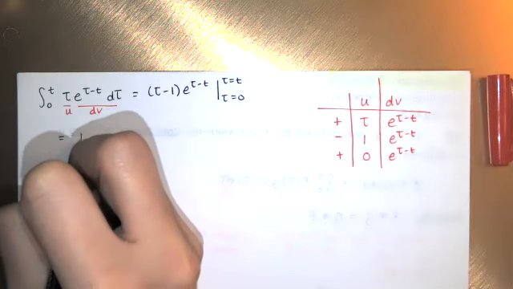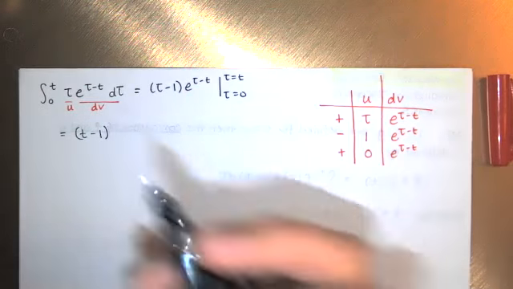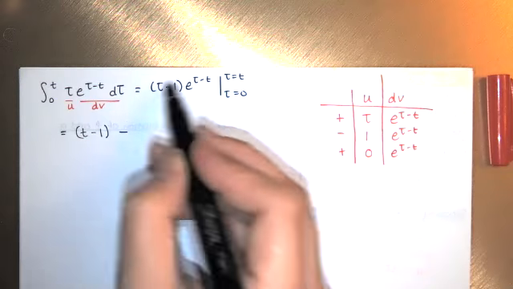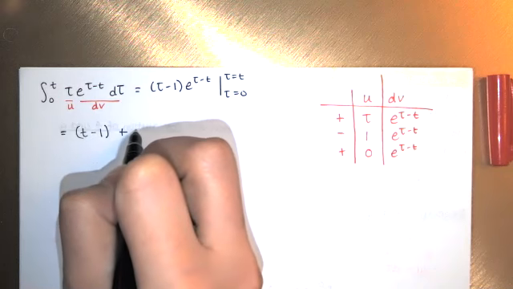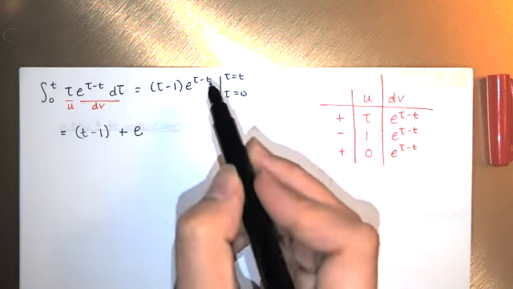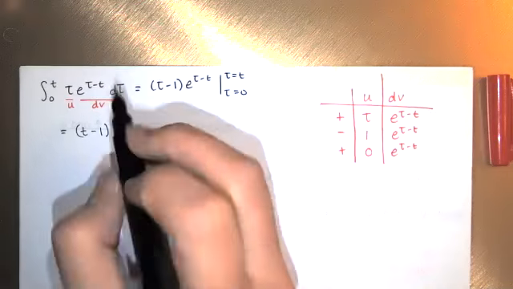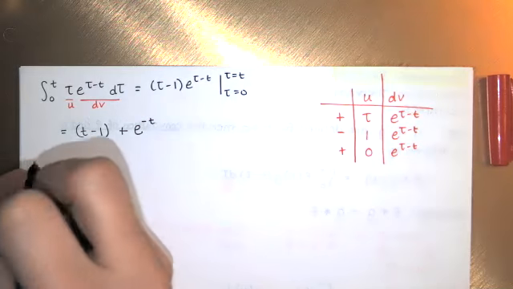At tau equals t, we're going to get t minus 1 times e to the t minus t, which is e to the 0, which is 1, minus what we get when we plug in tau equals 0. So we're subtracting -1, so that's adding, times e to the tau minus t, where tau is 0. So it's going to be 0 minus t, which is -t. So that's that right there.